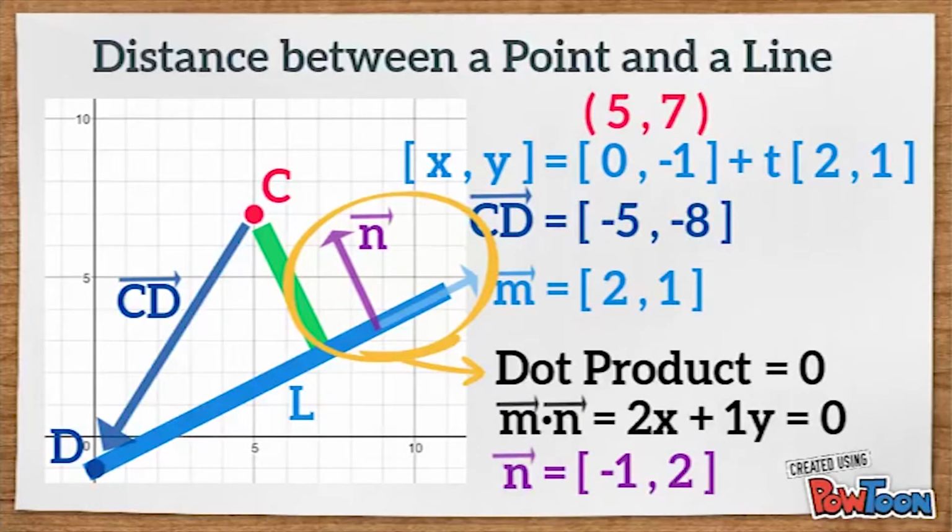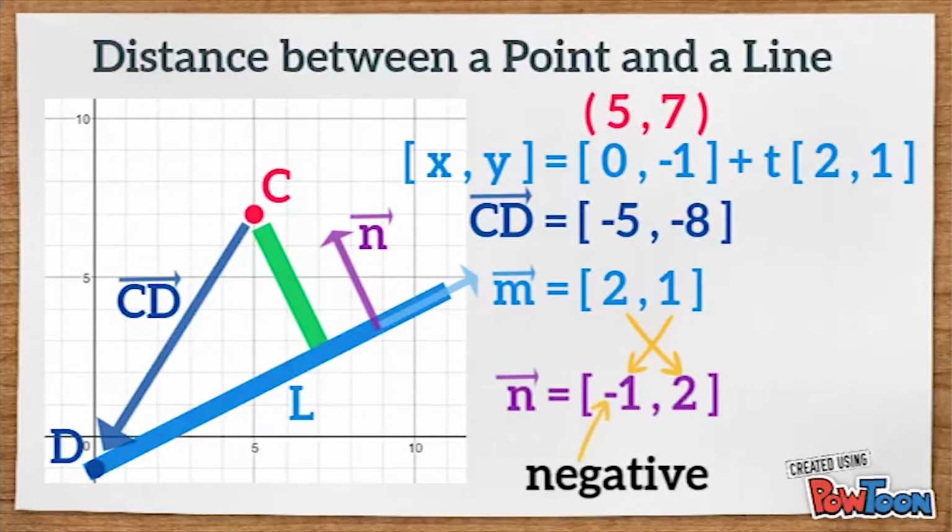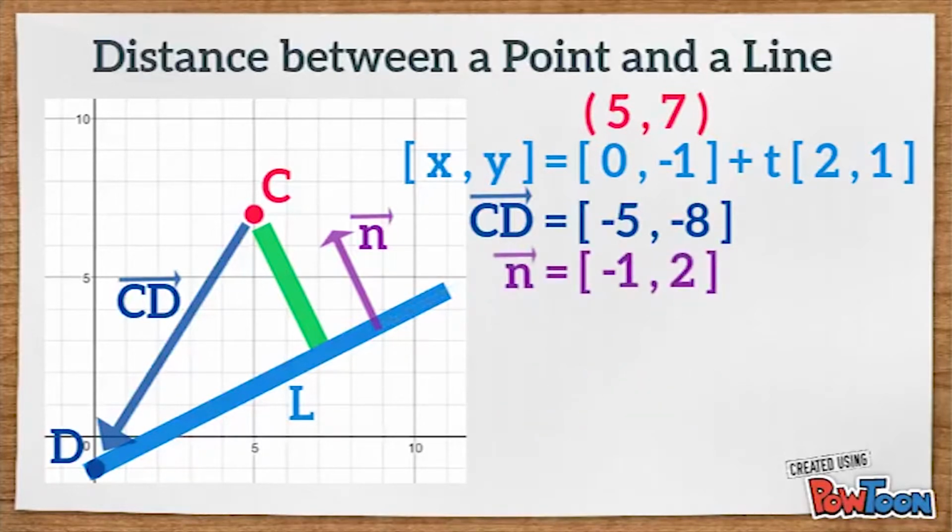However, there is a second way to find the normal. All we have to do is take the x value and y value of the direction vector and switch them. Then, a negative sign is added to one of the values. This is a shortcut to finding the normal vector of a line in 2 dimensions. Now that we have vector CD and vector n, we can calculate the distance between the point and the line.